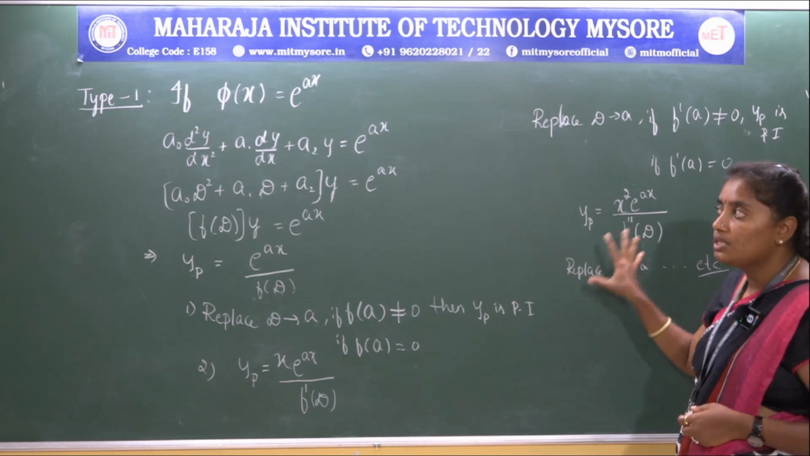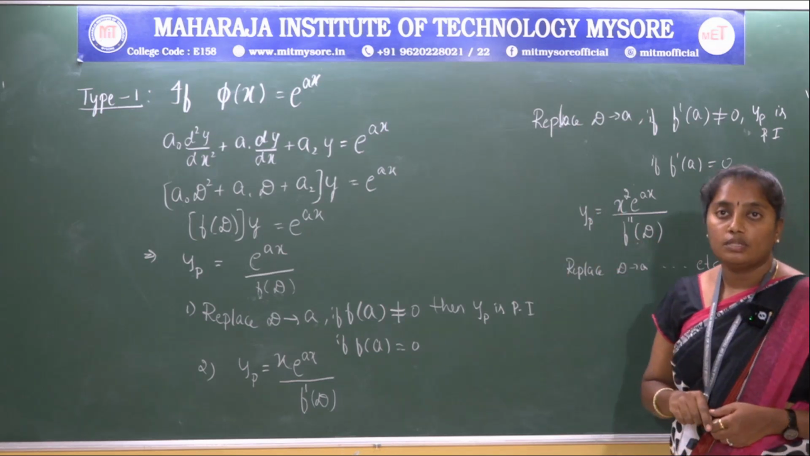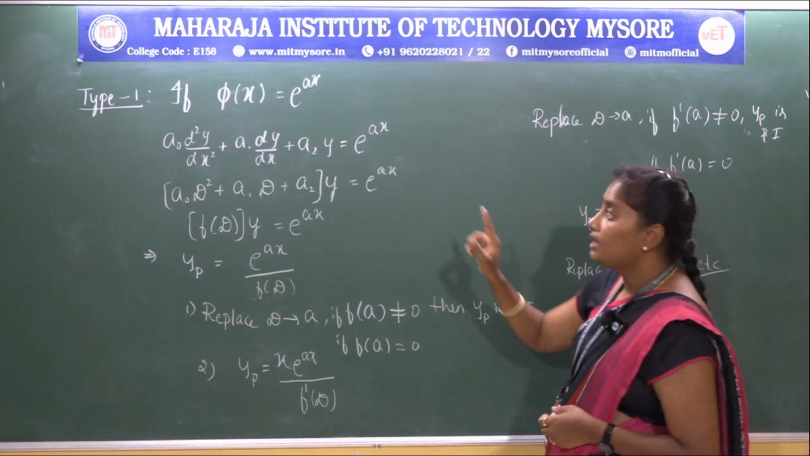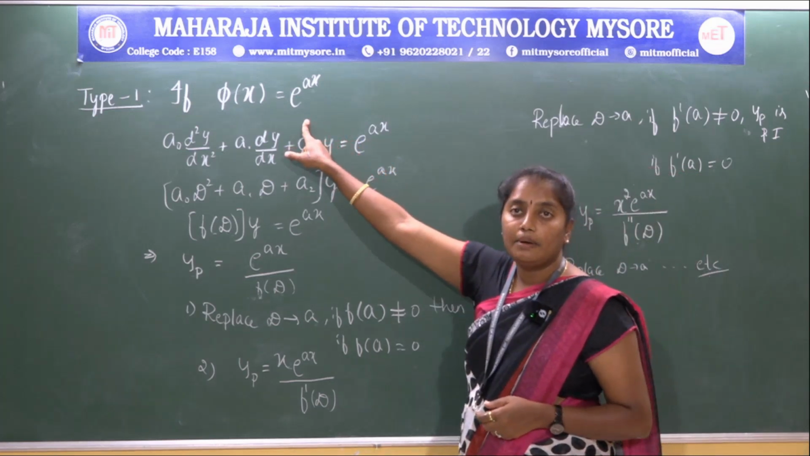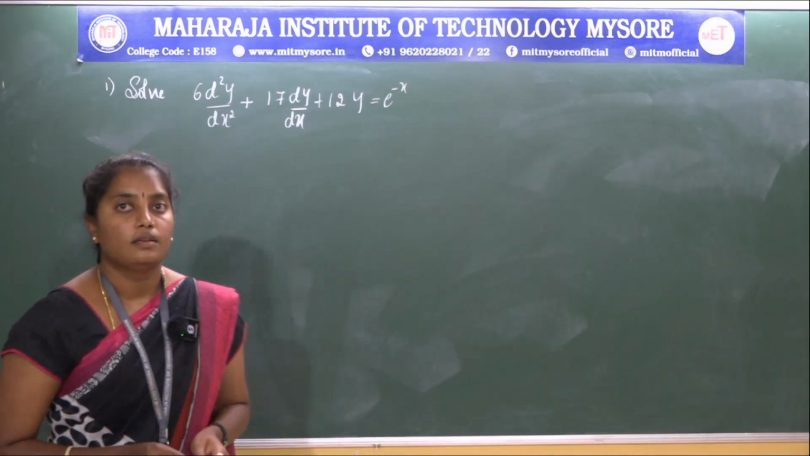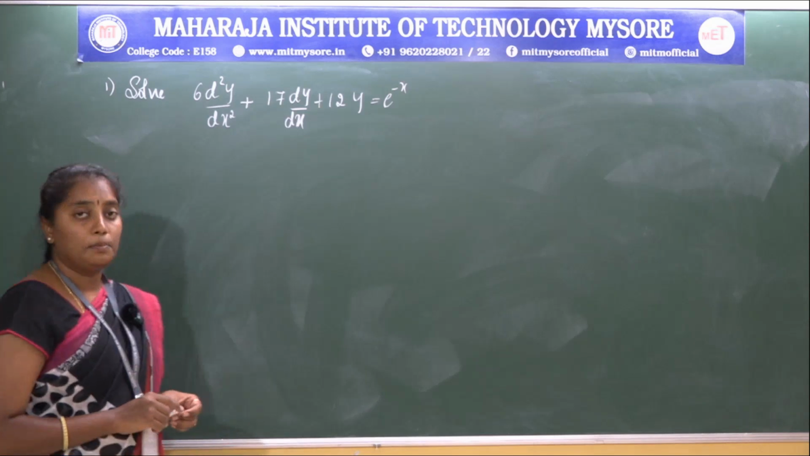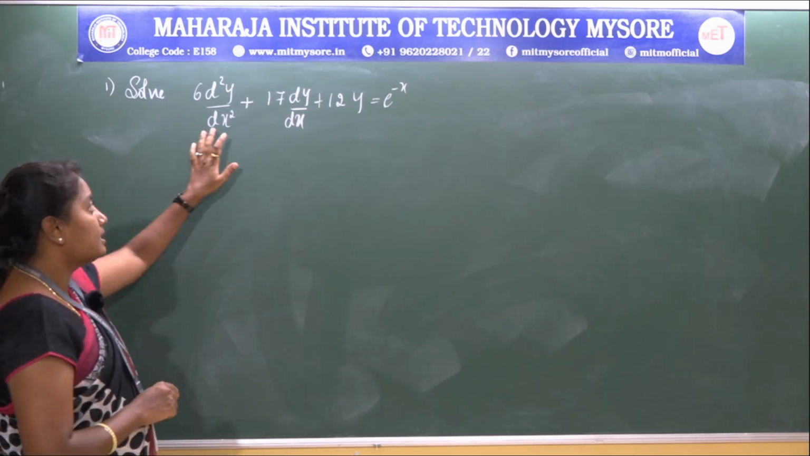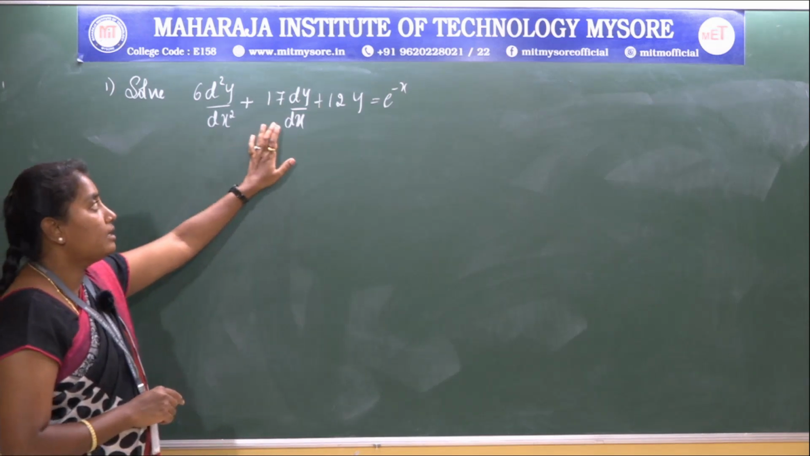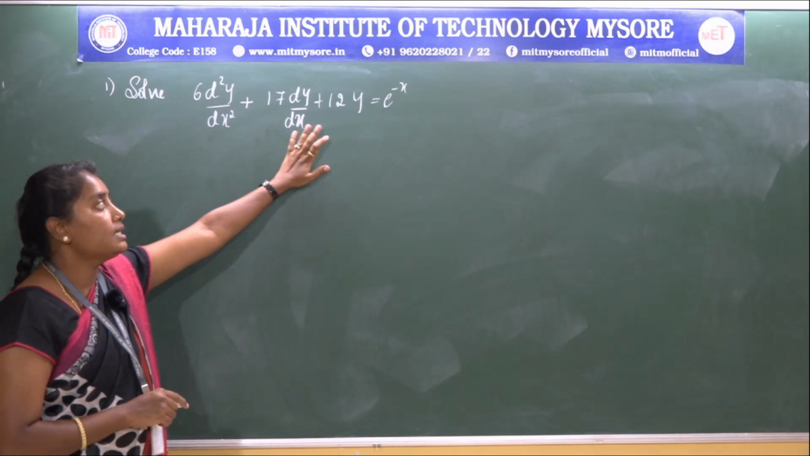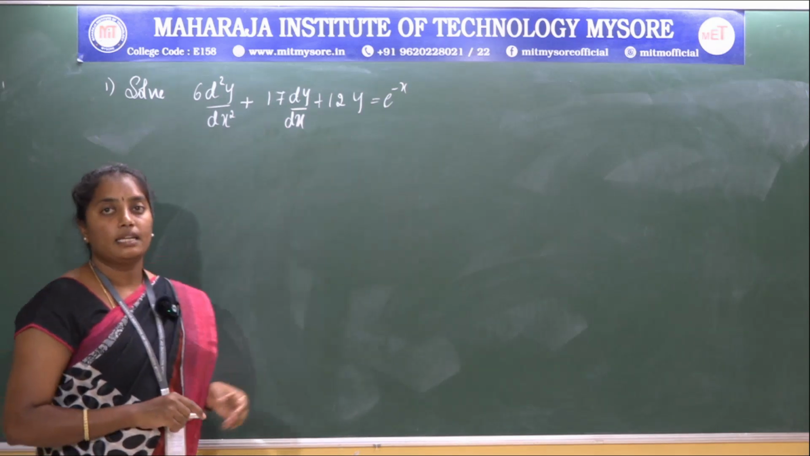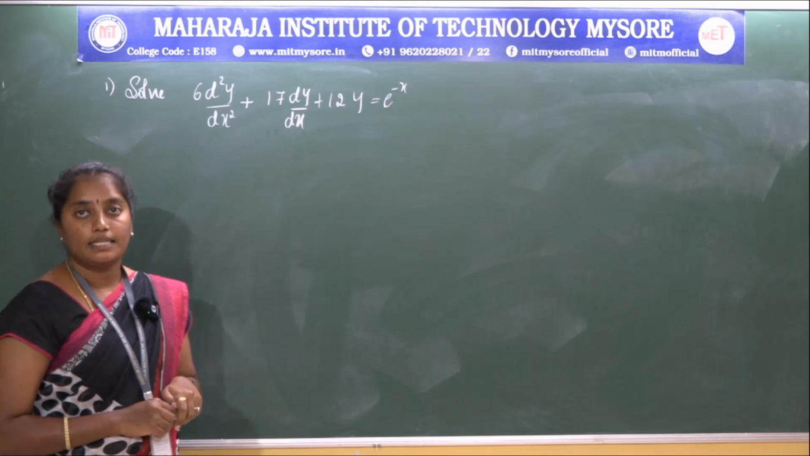So this is the procedure to solve a non-homogeneous differential equation with phi of x value e power of ax. The first problem on type 1 is 6 d square y by dx square plus 17 dy by dx plus 12y is equal to e to the power of minus x.